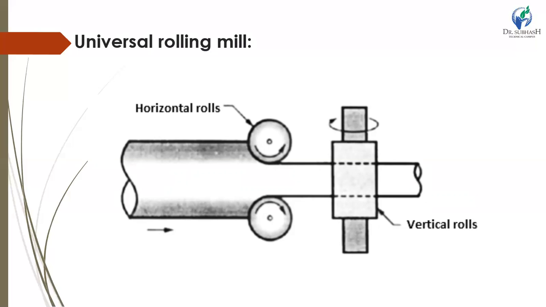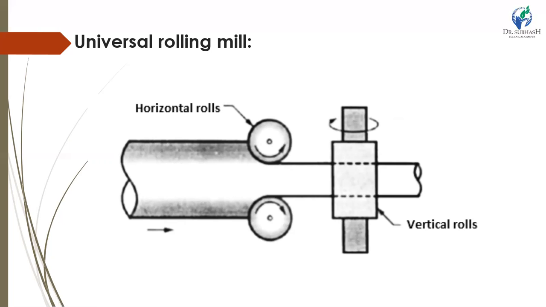The vertical rolls are mounted either on one side or both sides of the horizontal rolls stand, which makes the edges of the bar smooth. The horizontal rolls may be either two-high, three-high or four-high arrangement. The arrangement is always chosen according to the requirement. Okay, these were the types of rolling mills.